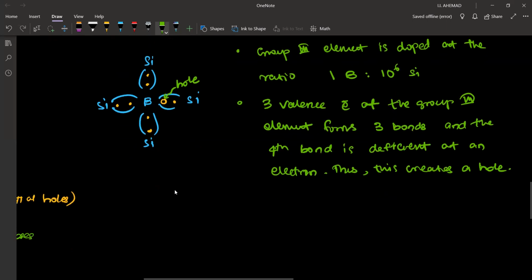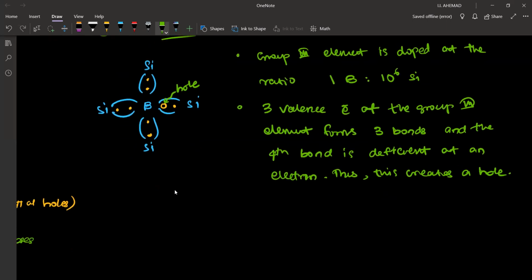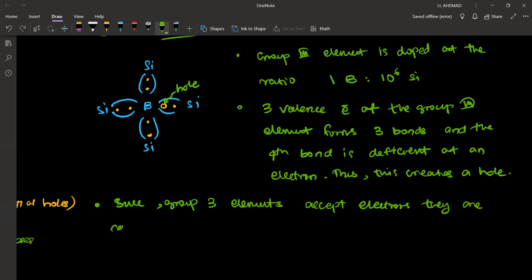Now, group 3 elements are not donating electrons, they are accepting electrons. So they are known as acceptor atoms. Since group 3 elements accept electrons, they are called acceptor atoms.